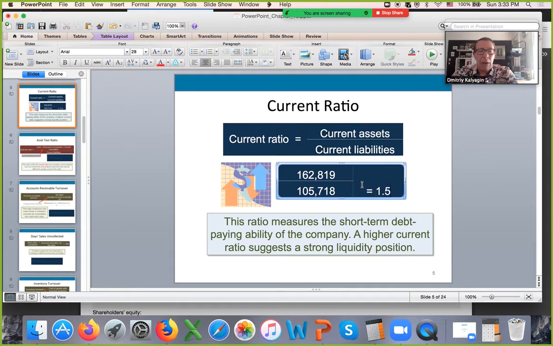It means that for every dollar of current debt, bills that come due within a year, the company has $1.54 of current assets. In general, if this ratio is below 1, the situation is not good. If this ratio is above 2, it's a good liquidity position. Between 1 and 2, we are not sure, and we're going to use the second ratio, called the acid test ratio, to measure the company's liquidity further. So in general, we want it to be higher.